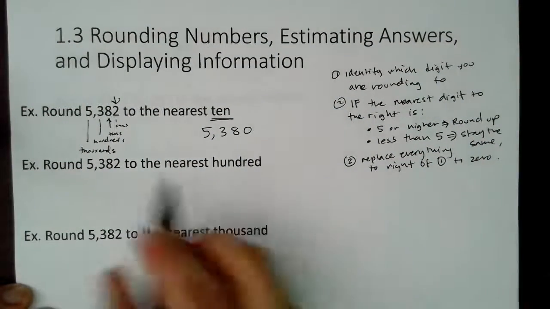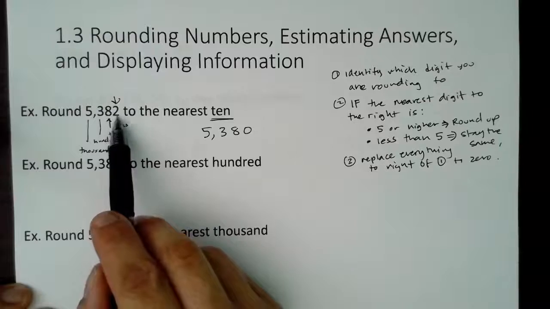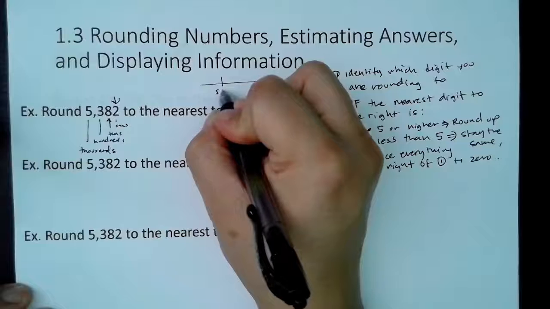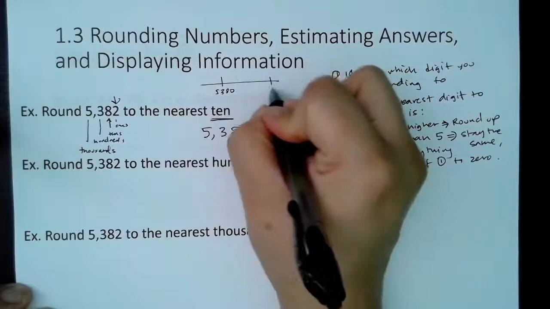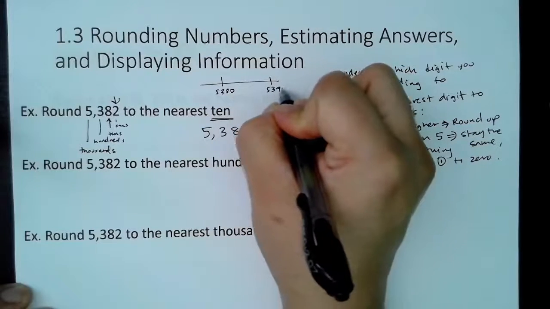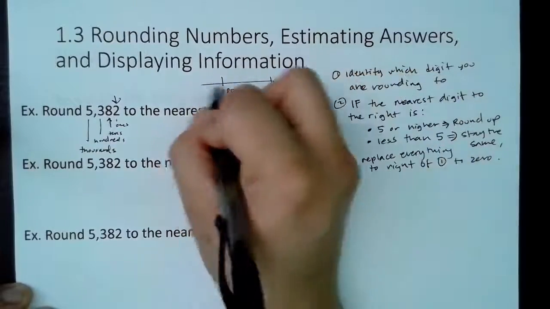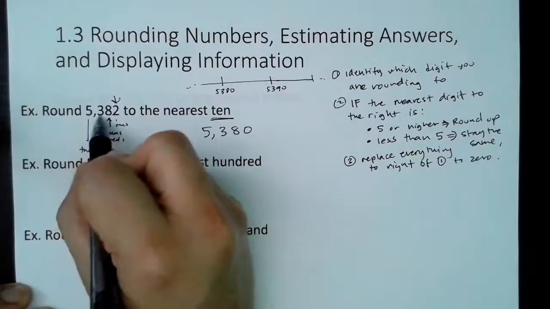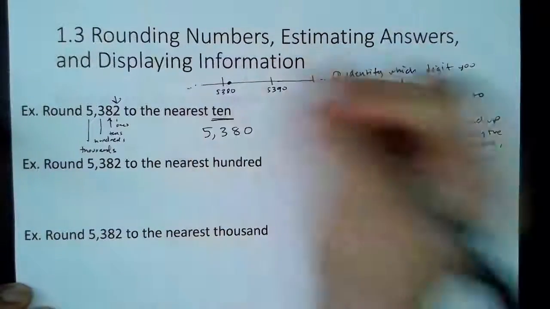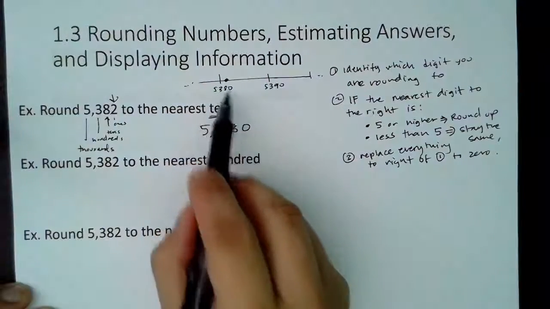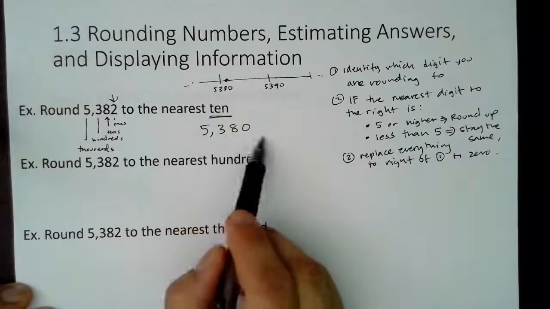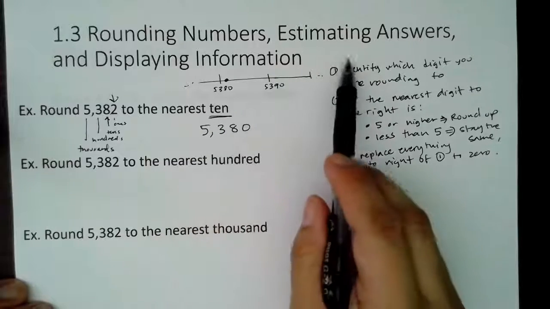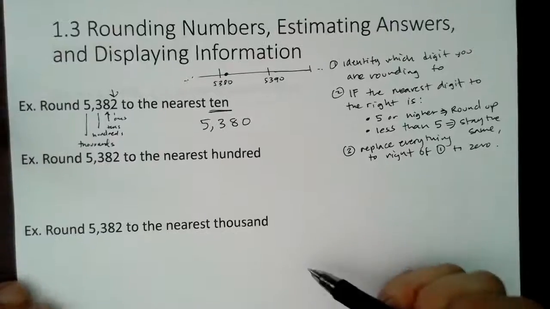Okay. So what are we actually doing? When you're rounding, you're basically saying, if I was to look at a number line, and this was 5,380, and this is 5,390, and this is 5,400, and so on. 5,382 on the number line would be closer to 5,380. That's the nearest 10, so that's what we're doing. We're not always going to draw a number line, but I just thought I would show you that. Just going through these steps is fine.